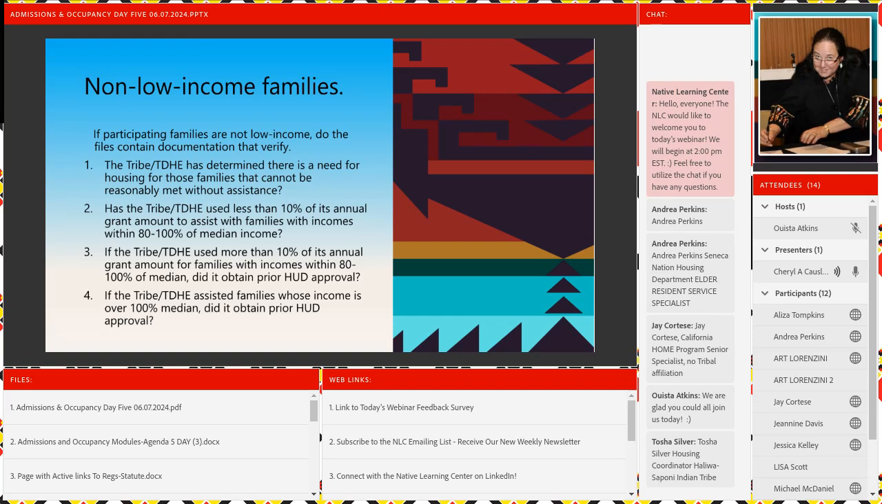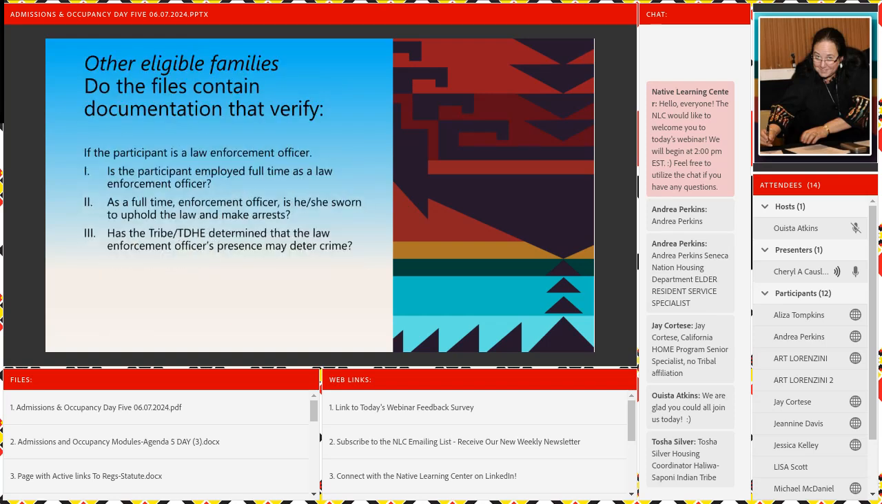Ask them if they can put it in an email or a letter, and you print it and put it in that file. One of the reasons, put it in the tenant file and then put it in the tracking file. One of the reasons you're doing that is they might come and audit that file 5 years down the road, and that HUD person might not be there, okay? If the tribe or the TDHE assisted families whose incomes are over 100% of median income, did it obtain that prior HUD approval?